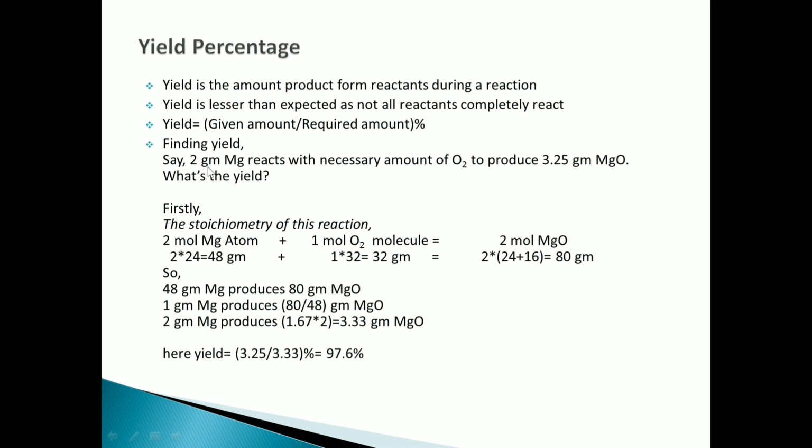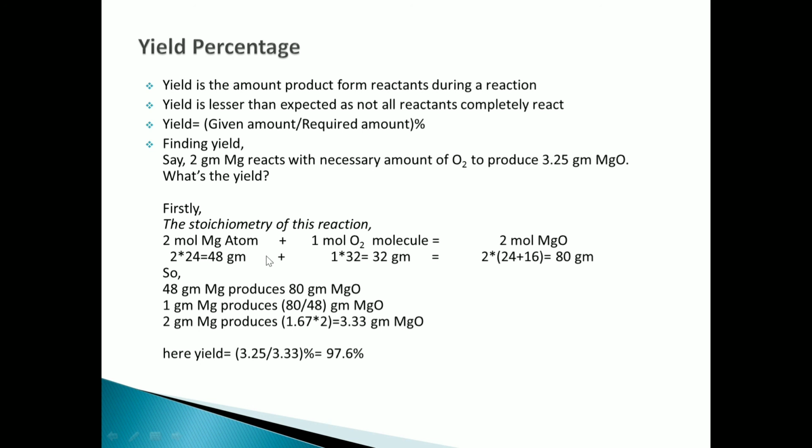I could also reverse the question by saying that suppose X amount of oxygen reacts with Y amount of magnesium and produces 3.25 gram of magnesium oxide. Find the yield. So yeah, I could do that, but here you can only mention the amount of one of the two reactants. So we shall go on with the example.